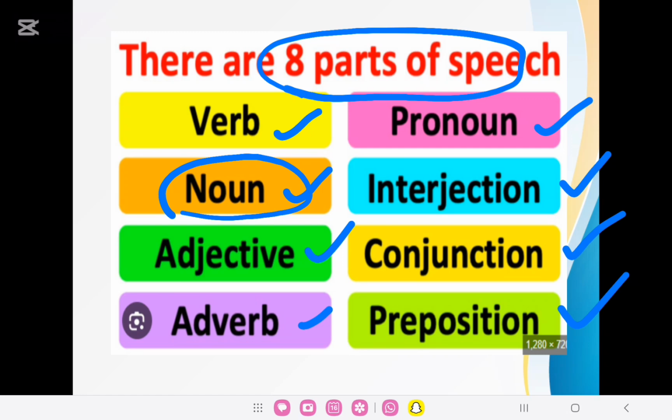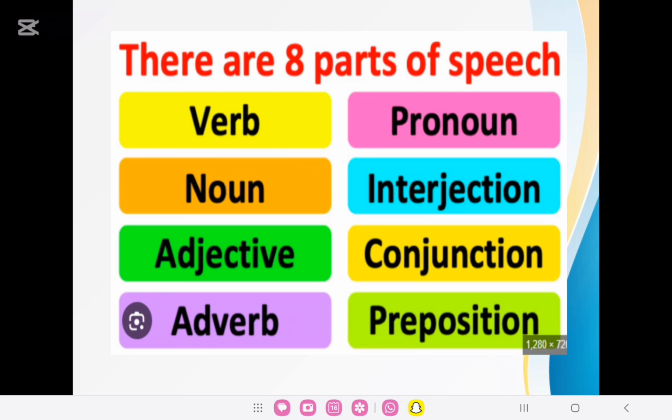My today's video is about pronouns, and basically noun, pronoun, and adjective. These three are interconnected, interrelated. Noun, pronoun, and adjective: pronouns and adjectives are also related with nouns. So I'm going to talk about pronouns in today's video.